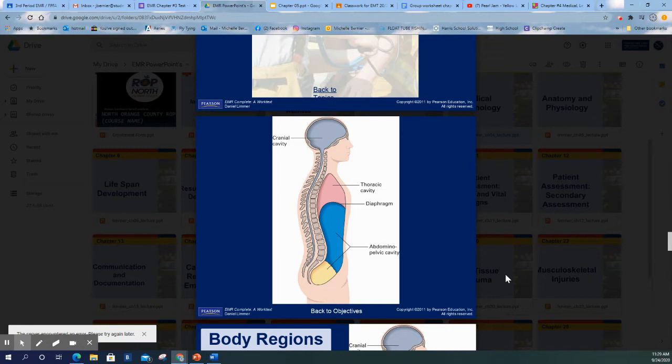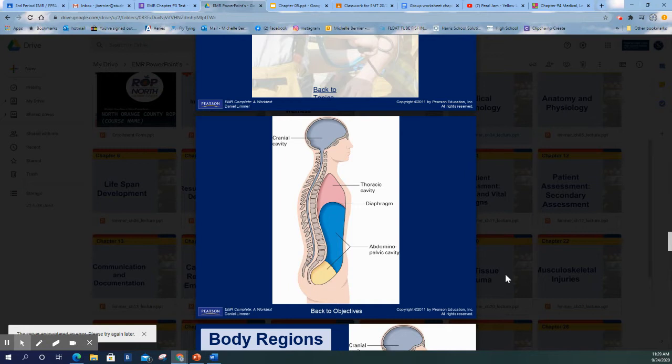Okay, so we have the cranial cavity. I think we all understand this is the head. The brain is located in the cranial cavity. It also, if you can see here, represents the spinal column as well. Thoracic cavity is your chest, thoracic cage. Inside this, you're going to find your heart and lungs.